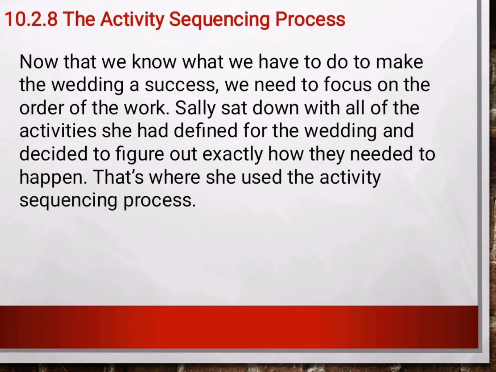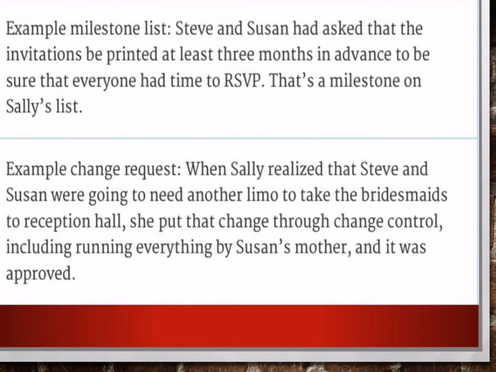Sally's milestone list had major pieces of work written down, and there were a couple of changes to the scope she had discovered along the way that were approved and ready to go. Example milestone list. Steve and Susan had asked that the invitations be printed at least 3 months in advance to be sure that everyone had time to RSVP. That's a milestone on Sally's list.